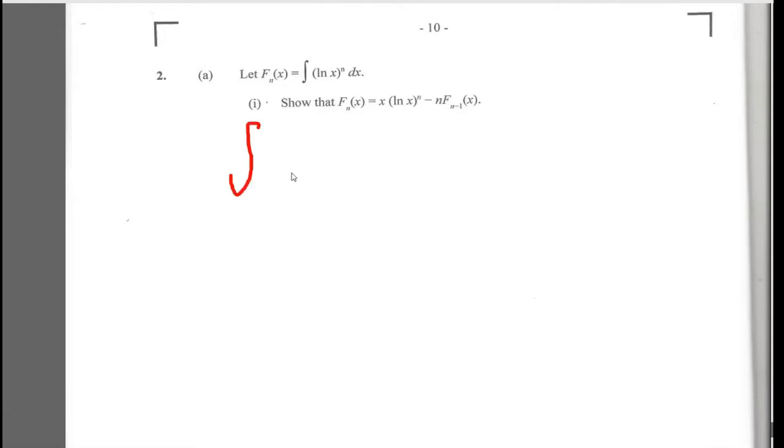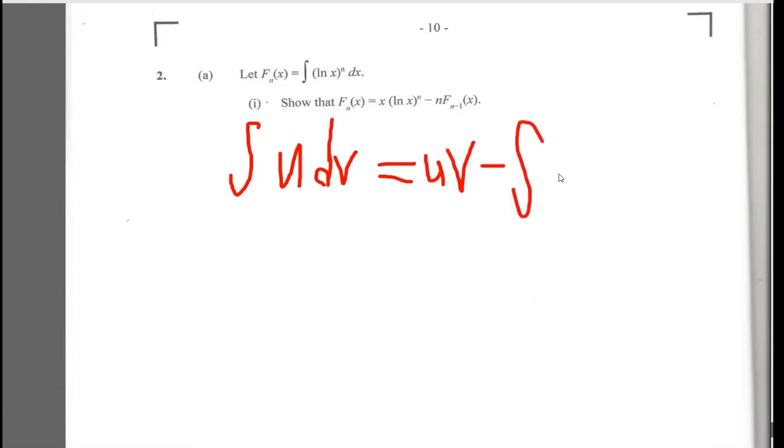We have to remember how by parts goes: the integral of u dv is equal to uv minus the integral of v du. All right, so that's the by parts formula. That's what we're going to use.